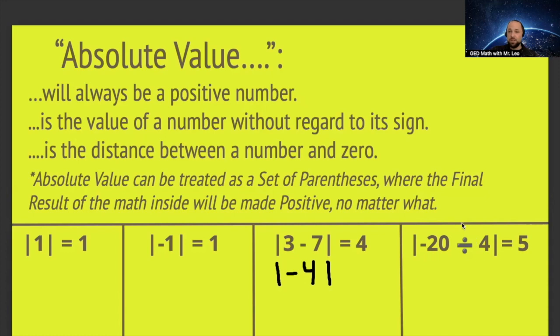Over here, look at this last one. I have a division inside the absolute value symbols. -20 divided by 4. Well, a negative divided by a positive is a negative. That's going to be -5. But now remember, this is still inside the symbols. So what is the absolute value of -5? It's 5. That's the idea.